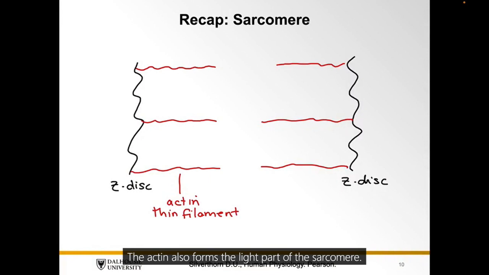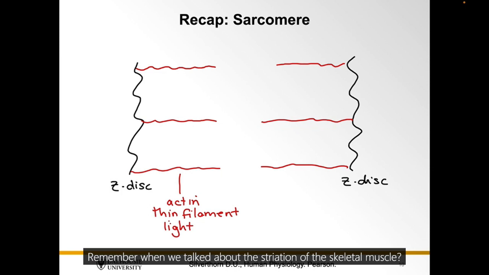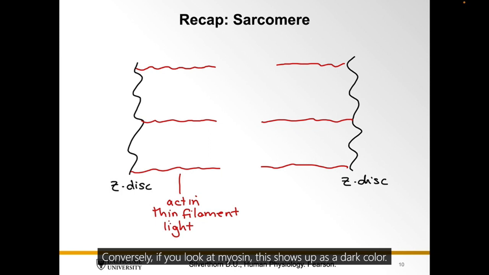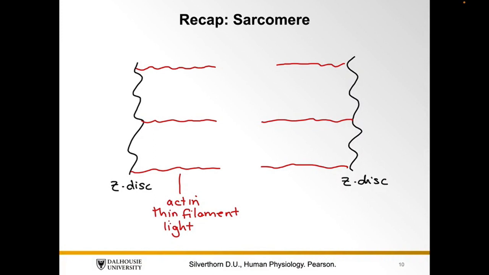The actin also forms the light part of the sarcomere. Remember when we talked about the striation of the skeletal muscle? This striation actually represents actin and myosin. So when you look at the sarcomeres and there's only actin, this shows up under the microscope as a light color. Conversely, if you look at myosin, this shows up as a dark color. So that's why we have this pattern of light, dark, light, dark, light, dark in our skeletal muscle cell.